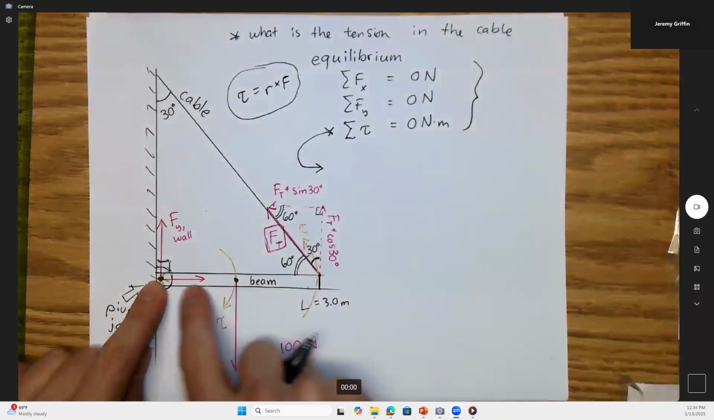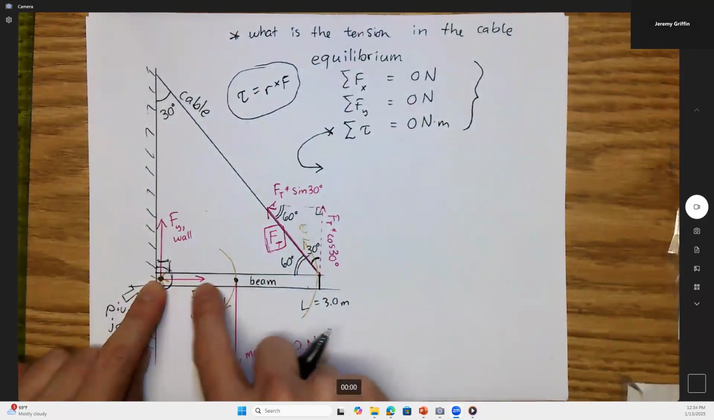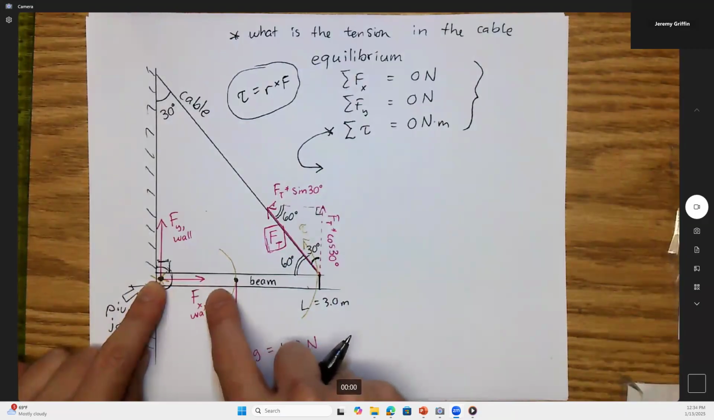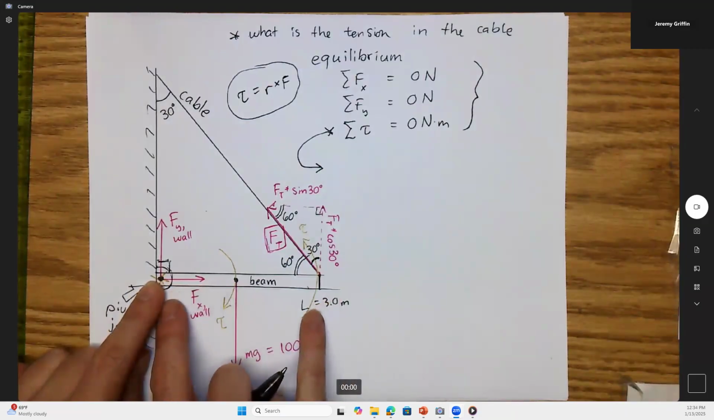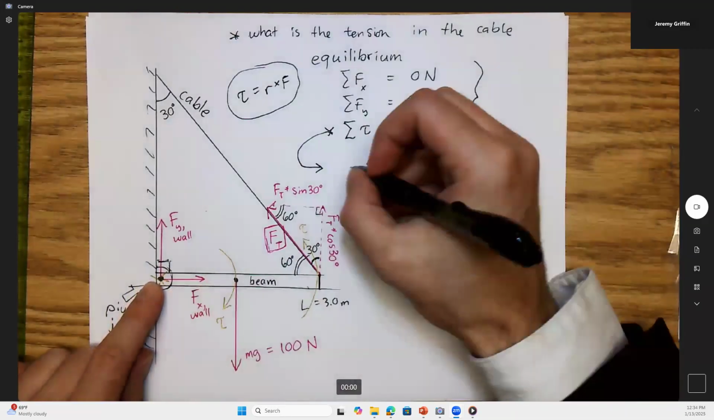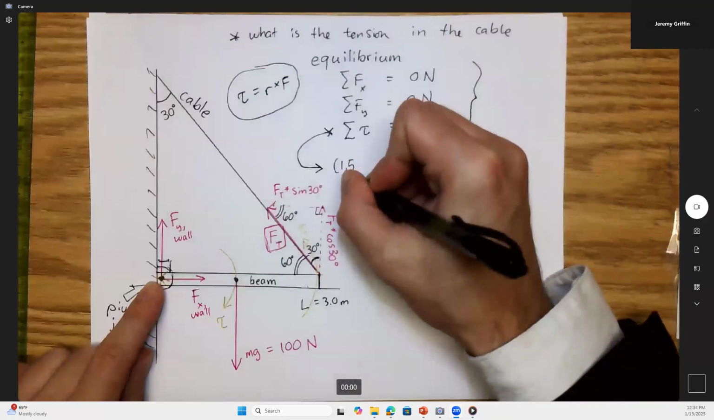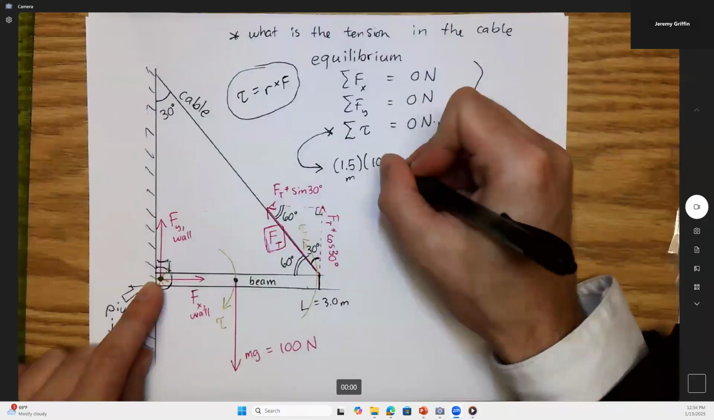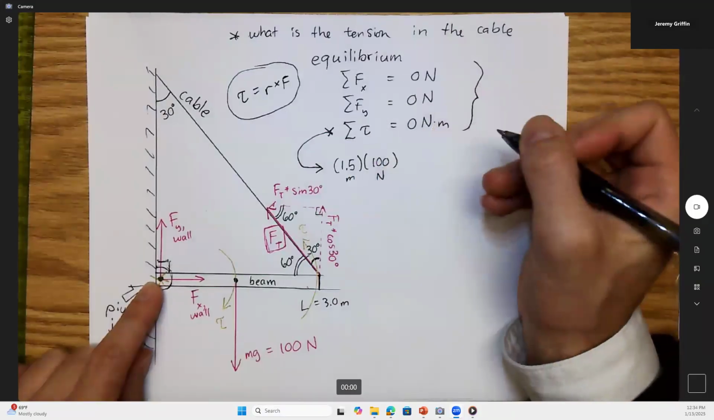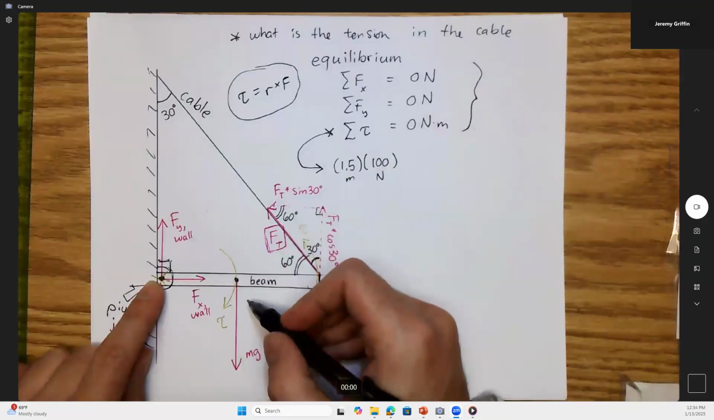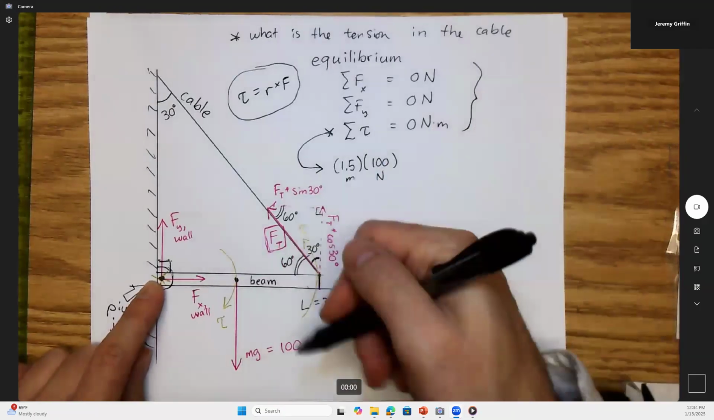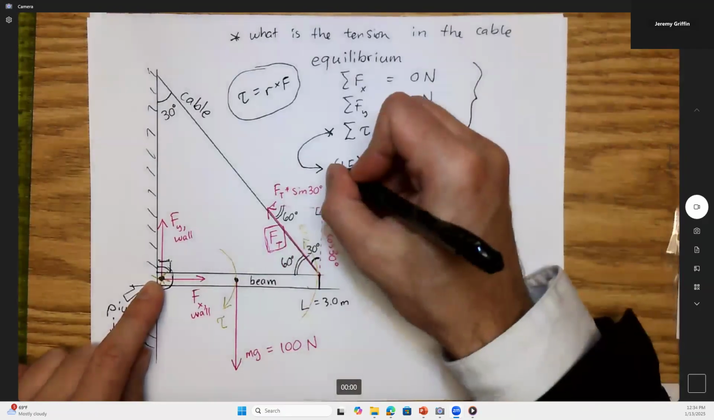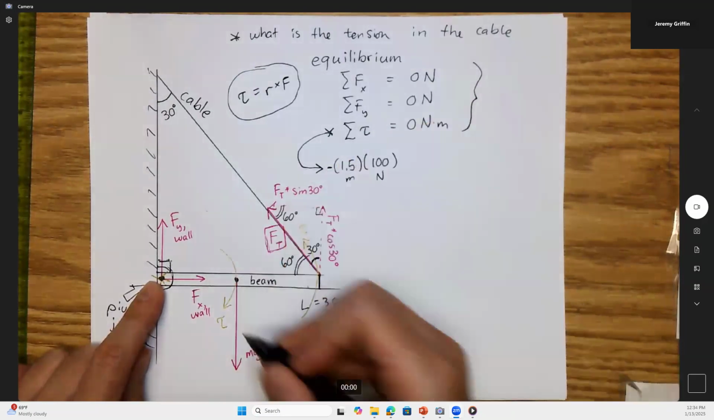Guys, what is this radial distance right here? 1.5 meters, because it'd be half of 3 meters. I told you the length of the beam is 3 meters. So 1.5 meters out, so let's do 1.5 meters times 100 newtons of force. There's a torque. Also, since that's clockwise, I'll work in a negative sign. I'm going to call clockwise negative.